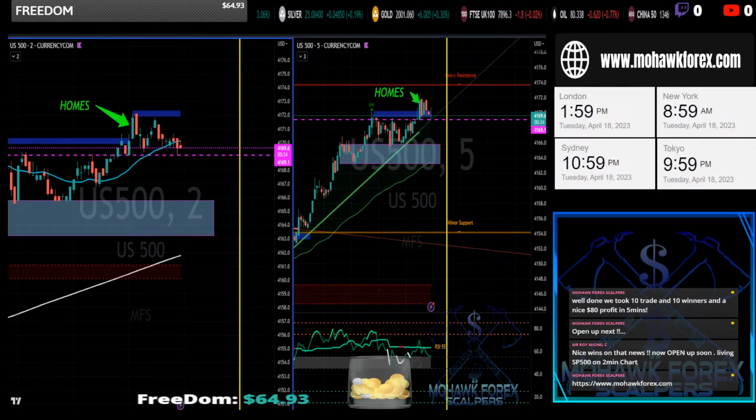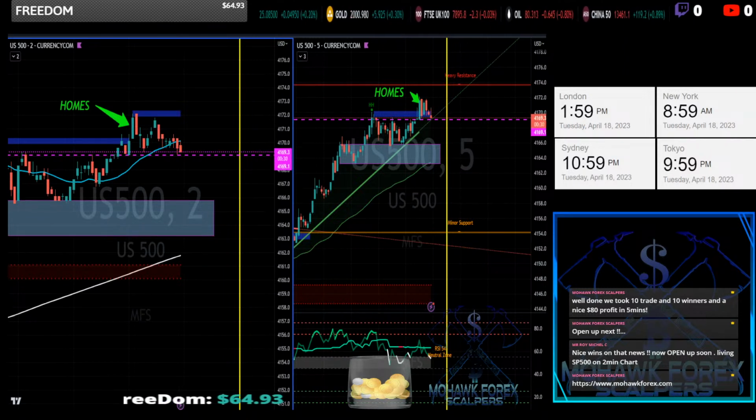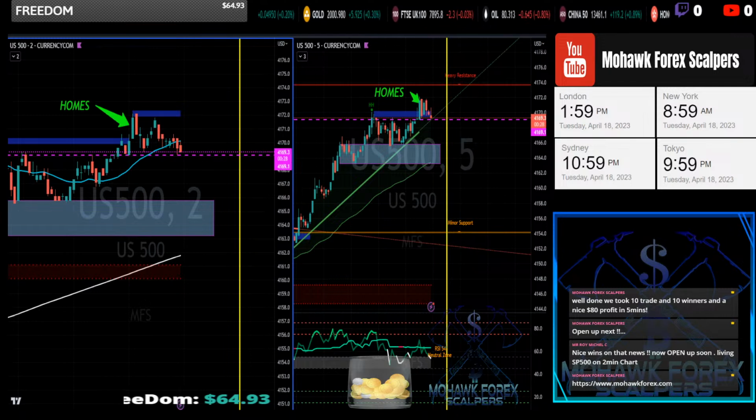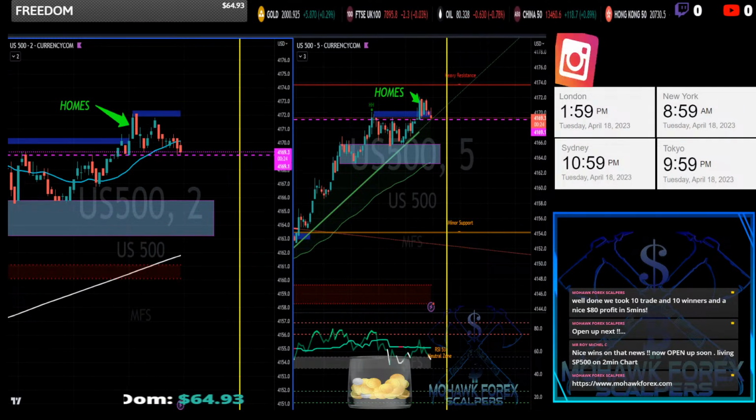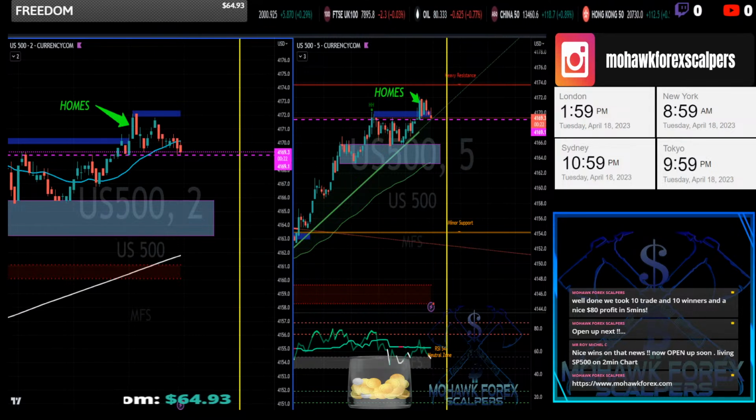Got 1 minute to go. 30 seconds to go. Let's see if there's any pre-market move. That's a nice push down. It's going to break that level this time.